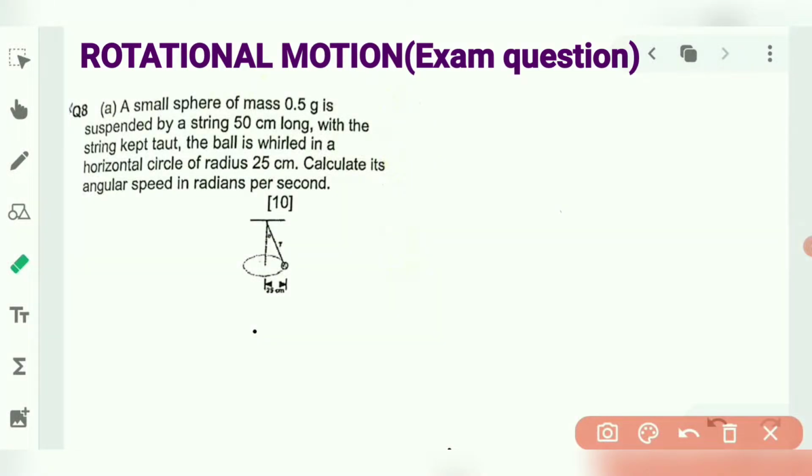Welcome to this tutorial video on rotational motion. Today we'll be solving an exam question. You can pause the video to attempt the question on your own.